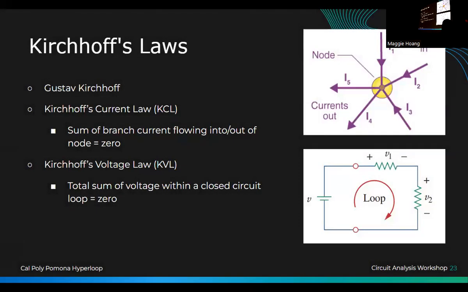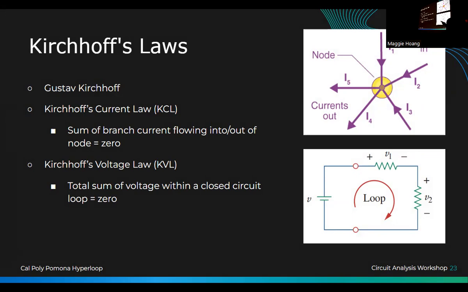Okay, now Kirchhoff's law. Gustav Kirchhoff is the guy. He's also a German physicist. I didn't have space to put his picture here, but anyways. What he did was find the laws of electricity for electronics, right? He has 2 rules: the current one, which is KCL, and the voltage one, which is KVL.